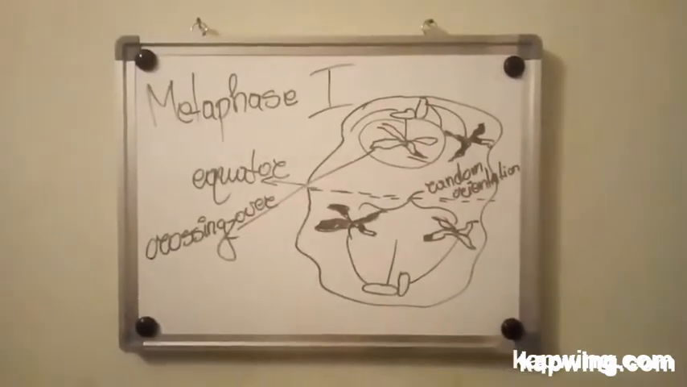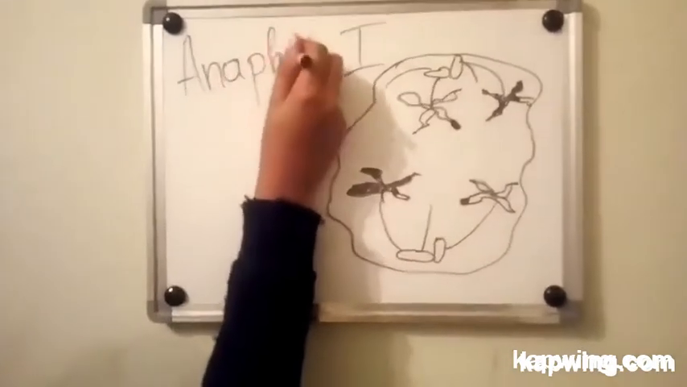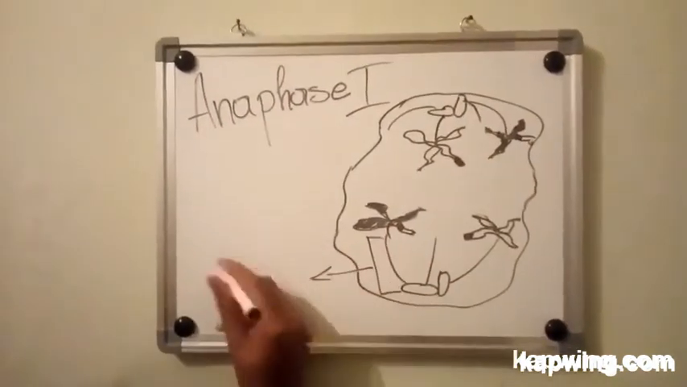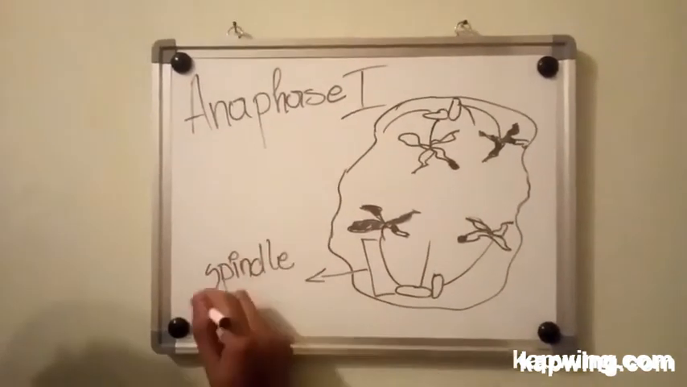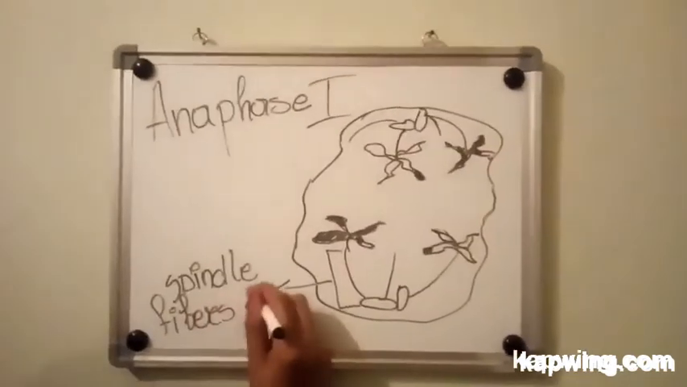Shortly after that, anaphase 1 is conducted, during which the spindle fibers shorten, pulling the paired up chromosomes apart to the opposite poles of the cell.